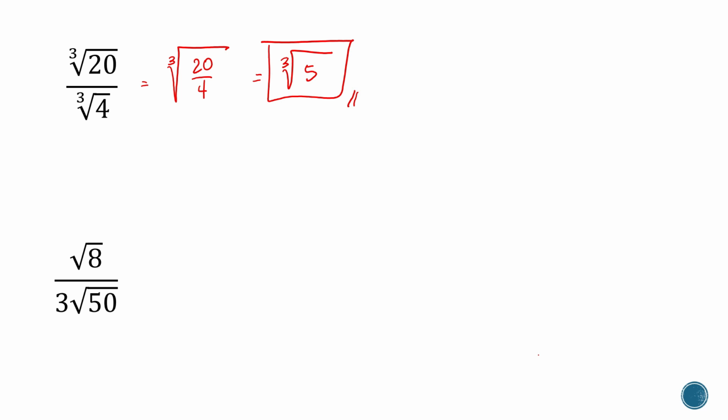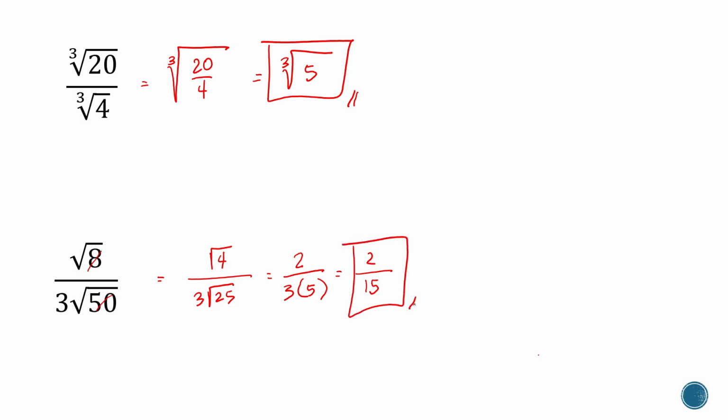Now, with the 8 over 50, just like what we did in the previous example, we can automatically simplify the 8 and the 50, right? Both of them are divisible by 2, so we can simplify that by writing the square root of 4 over 3 times the square root of 25. Right? And the square root of 4 is positive 2. The square root of 25 is positive 5. And 3 times 5 is equal to 15. All right, let's go to the next one.